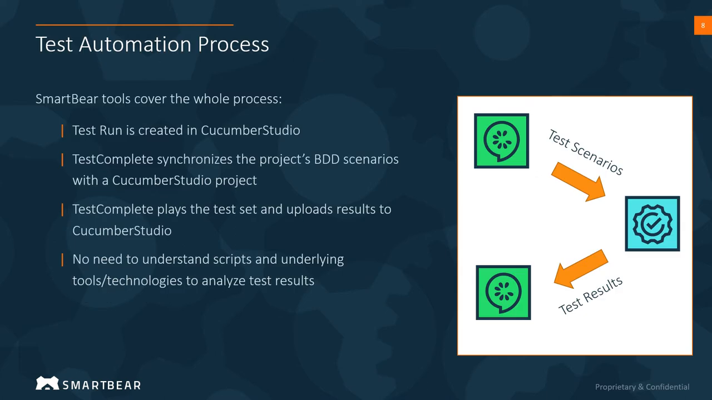And now let's start combining SmartBear tools together. On this slide, you will see how a test automation process is made. First of all, test run is created in CucumberStudio. Then TestComplete synchronizes the project BDD scenarios with Cucumber project. And finally, TestComplete plays the whole project and uploads results step by step to CucumberStudio. When results are ported back to CucumberStudio, you don't need to understand scripts or test internals to analyze test results.